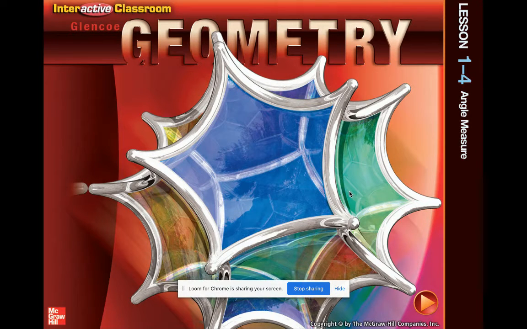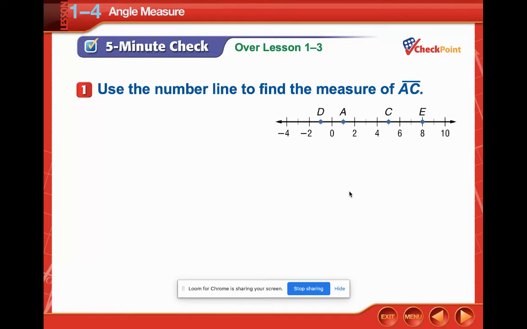Today, I know it says angle measure on the right. We're just going to do some review problems for distance and midpoint. All right, so use the number line to find the measure of AC. I'm going to give you about 5-10 seconds to pause the screen and see if you can solve this on your own before I go over it.